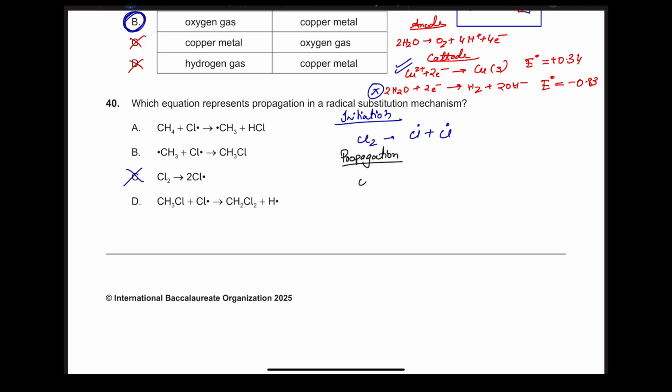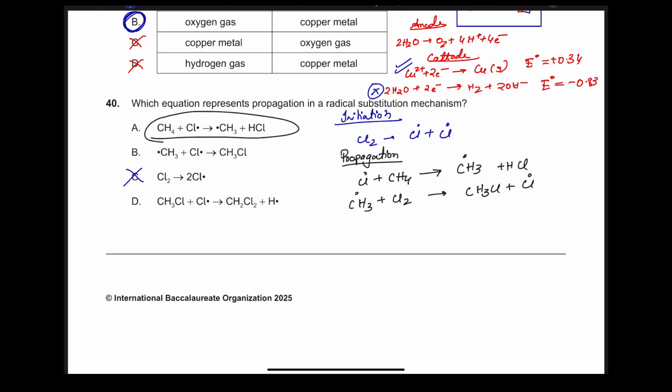Now propagation. This chlorine free radical formed will attack a methane molecule, which will basically take away hydrogen from methane and form the methyl free radical. This methyl free radical will attack a chlorine molecule, snatch away a chlorine, form CH3Cl, and it will form another chlorine free radical. And this reaction will keep going on. If you check, this first reaction exactly matches with the reaction here, right? So answer is option A.